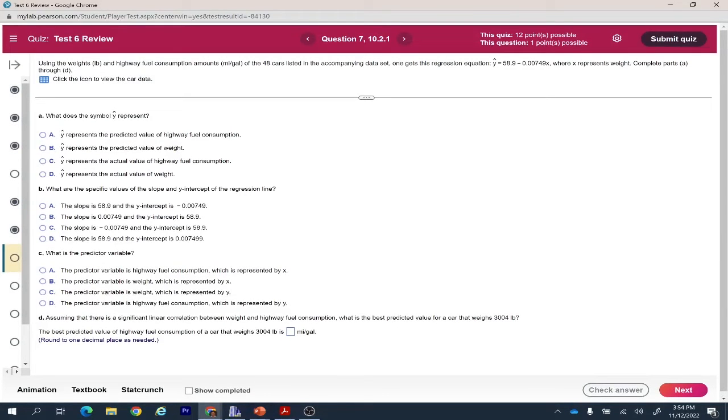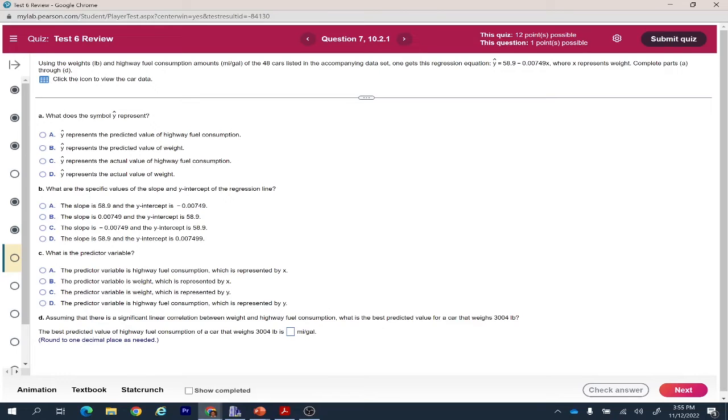So this is a regression problem using the weights and highway fuel consumption in miles per gallon of the 48 cars listed in the accompanying data set. One gets this regression equation. Remember, this is a regression equation for the sample where X represents weight. Complete A to D. First of all, this is the relation between weight in pounds and highway fuel consumption. So Y cap means highway fuel consumption.